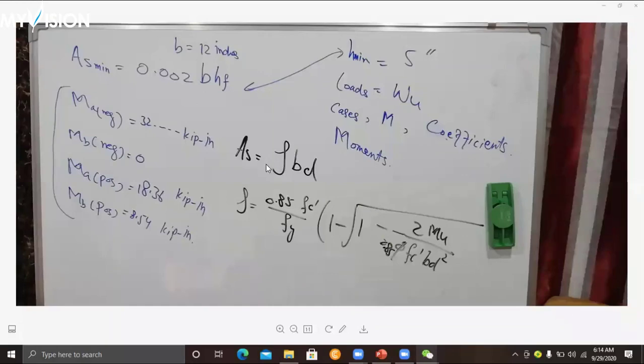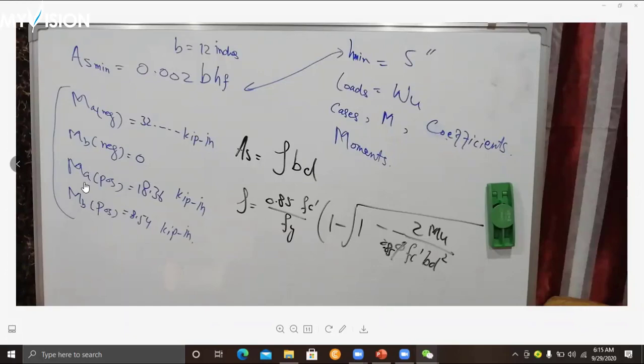This is the thing which I have explained, that we have calculated H minimum value, loads, cases, M factor, coefficients, and moment values. And by using these values, the next step is to calculate area of steel minimum. The formula available to calculate area of steel minimum is 0.002 B Hf, whereas B is equal to 12 inches and Hf is equal to 5 inches, because the thickness of the slab is 5 inches.